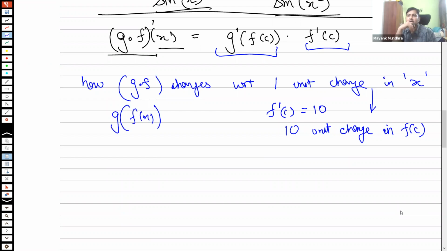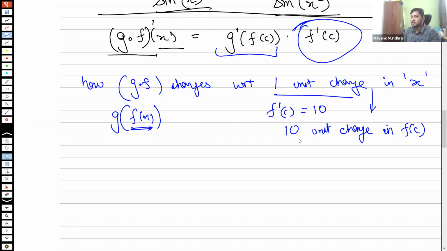And when this thing changes by 10 units, the input of g, which is f of x, has changed by 10 times. So that's why I'm multiplying this g prime f of c by this factor f prime of c. This factor is coming in because x is not affecting g directly. It is affecting g through f. So if I change x by 1 unit, I have changed the input for g by 10 units, or rather f prime c units, depending on whatever f prime of c is. So that's why the derivative of g of f is g prime f of c into f prime of c.